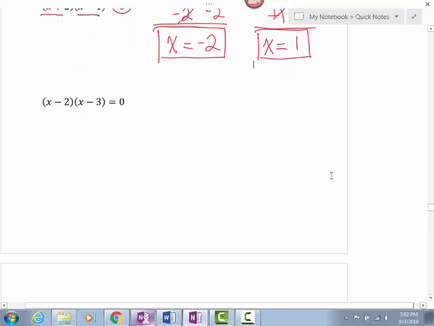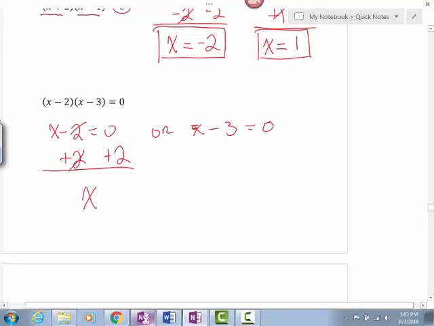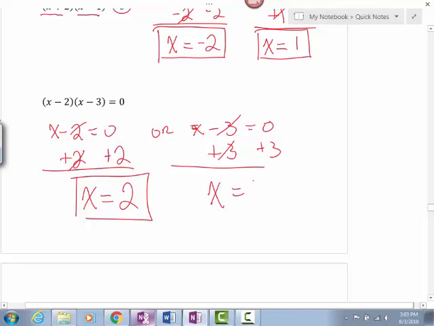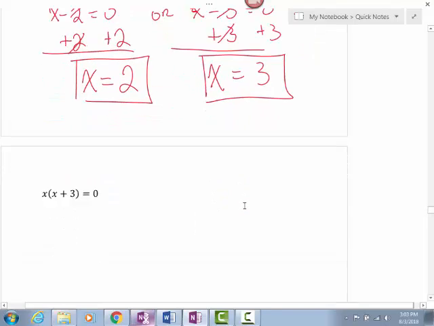Let's try the same thing for the next one. So again, I'm going to go x minus 2 equals 0, or x minus 3 equals 0. So now I need to go, let's add 2 here and add 2 here. So those are going to cancel. And 0 plus 2 is just 2. Do the same thing here, add 3 and add 3 to both sides. And I end up with x equals 3. So again, every one of these problems in 13.6, we should be coming up with two answers, okay?